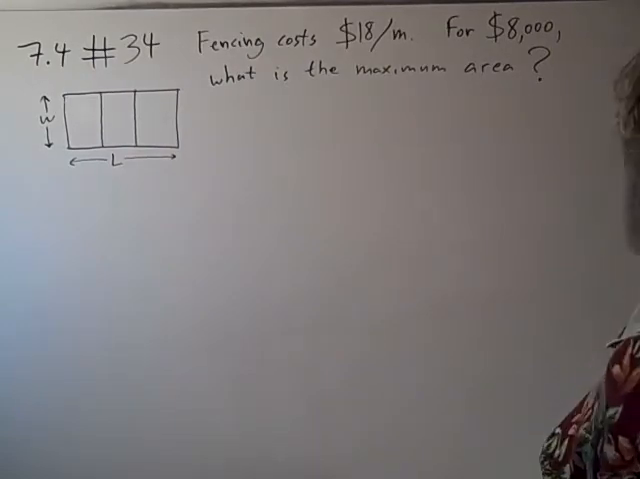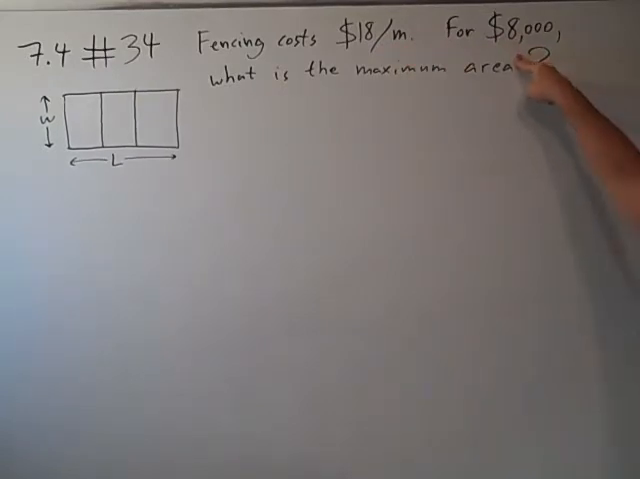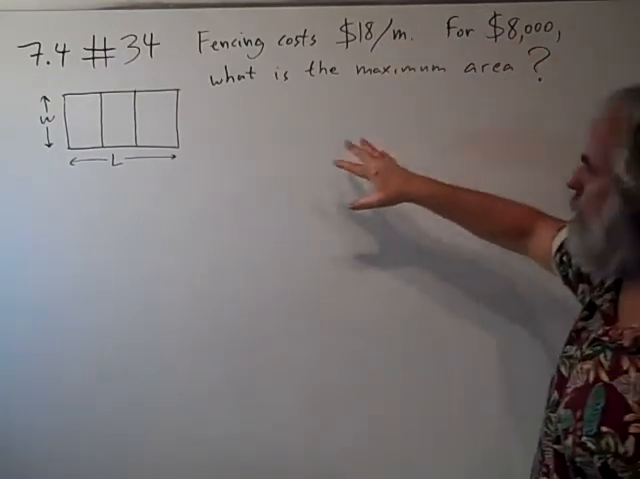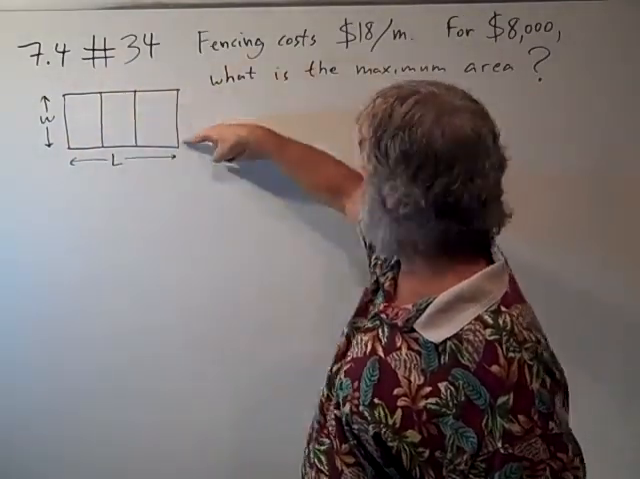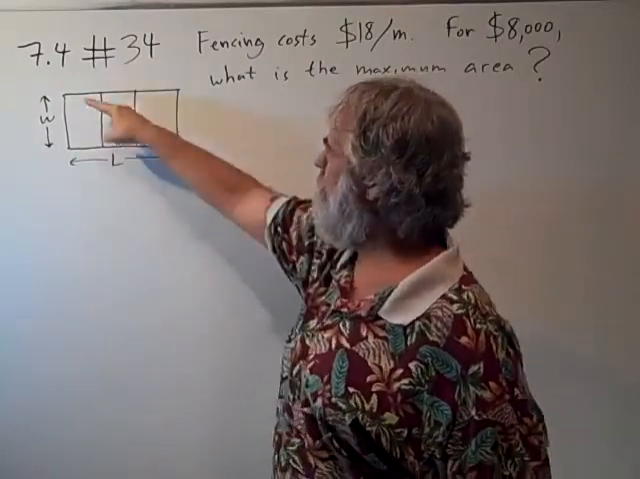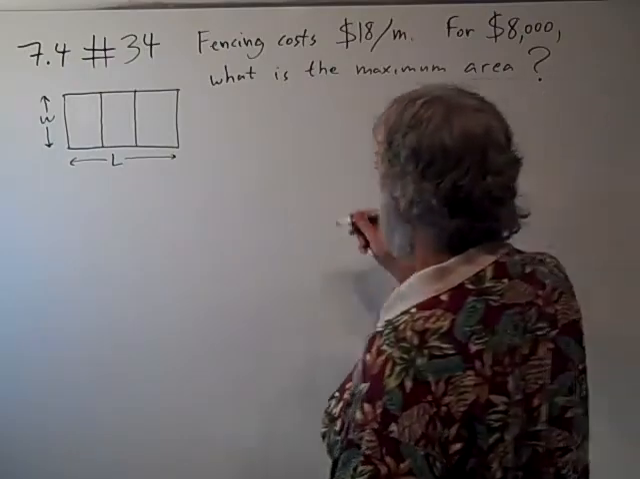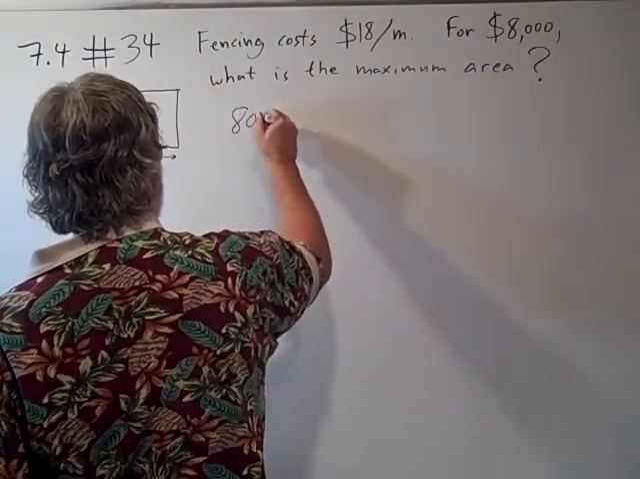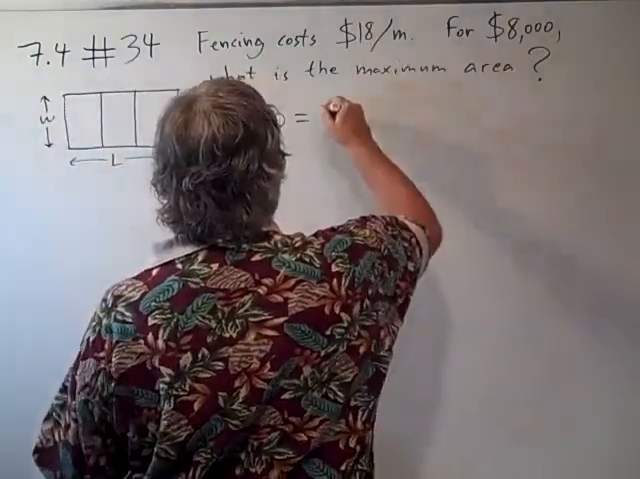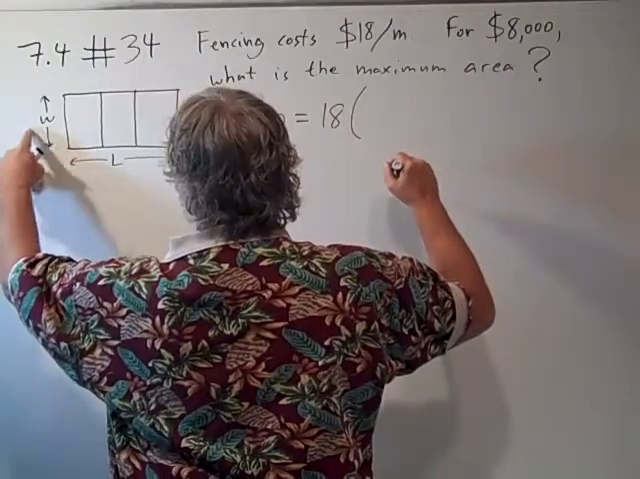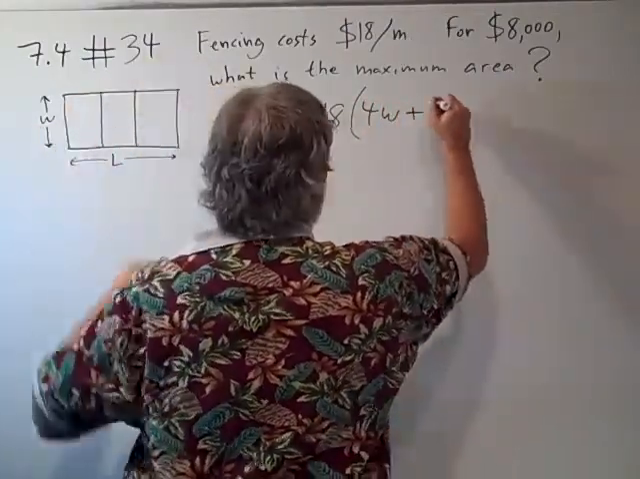Okay, we have a situation where fencing costs $18 per meter, and we have a budget of $8,000. We want to make an enclosure like this with 4 sides of length W meters and 2 sides of length L meters. And this fencing all costs $18 per meter, so the total cost is going to be $8,000, and that's equal to the cost, $18 per meter, and the number of meters is 4 W's plus 2 L's.